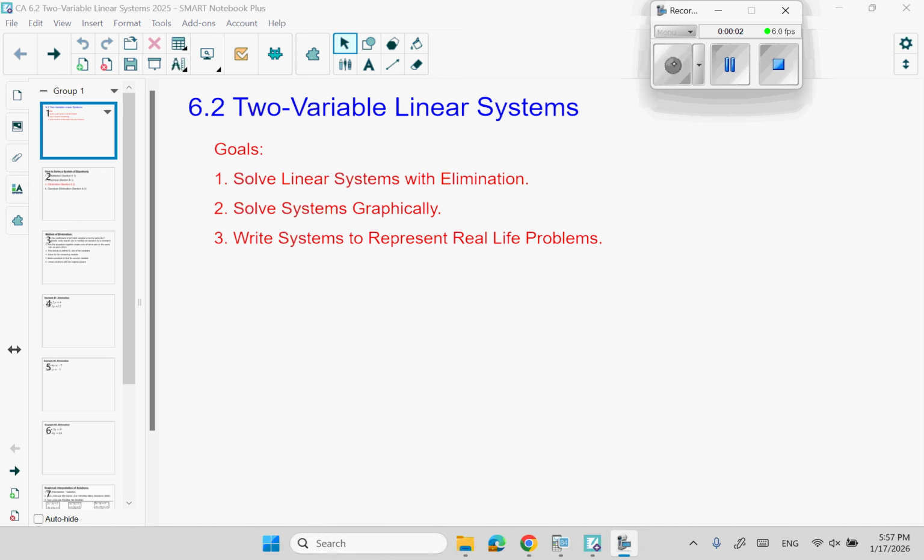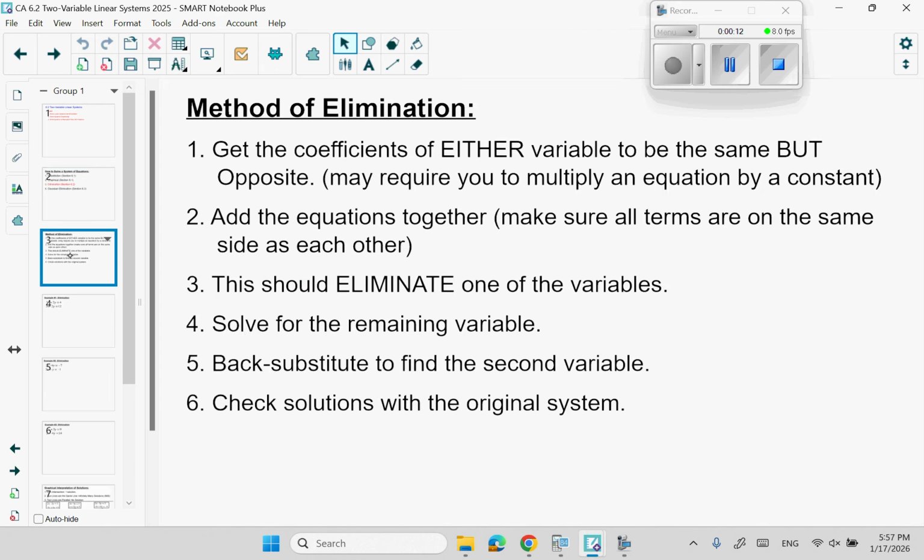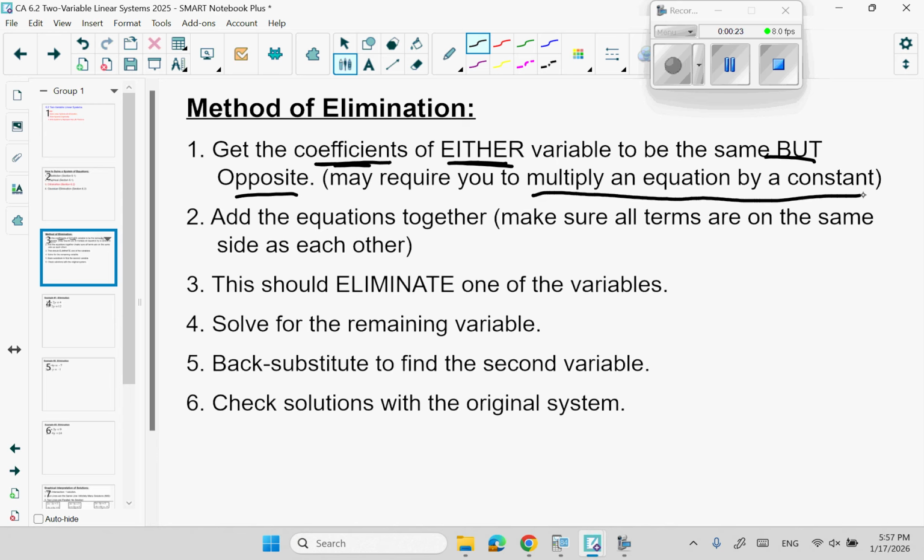Hi, College Algebra, and today we're going to do 6.2, still two variable linear systems, but today we're going to focus more on the elimination method. So the elimination method is when you get coefficients of either variable the same but opposite. Sometimes you have to multiply by a constant.